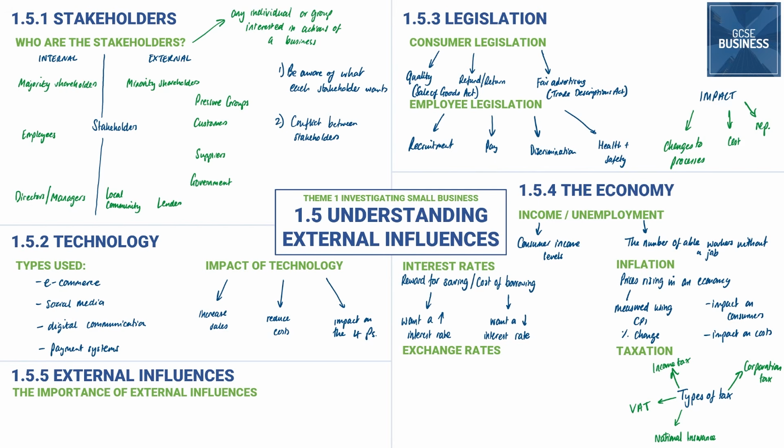Exchange rates is the last bit of 1.5.4. This is the value of one currency in terms of another. You probably have had most familiarity with this if you've been abroad on holiday. You might have transferred pounds into a different currency. For example, £1 could be $1.30, which means for every pound, you get $1.30 of US dollars. So £10 would get you $13, £100 will get you $130, etc.